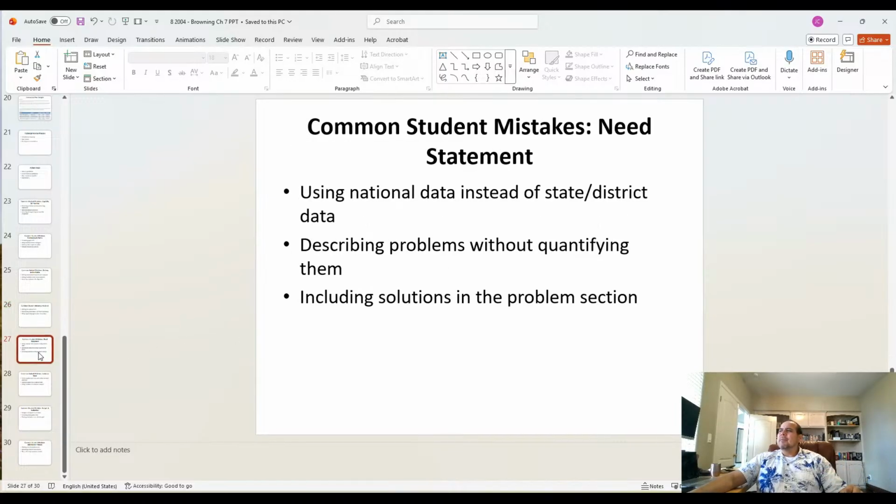Okay. Mistakes in the needs statement: using national data instead of your state and district data. It's much easier to find the national data, right? Because there are so many databases at the national level. It's much harder sometimes to find the state and the district data, but you do have to make an effort and you do have to provide that data. Particularly, we're talking about state grants today. And state grants, they want to see the state data, that you understand it and that you're utilizing it to help shape and form your program. Another mistake is describing problems without quantifying them and including solutions in the problem section. The problem section is to state the problem, not to list solutions.